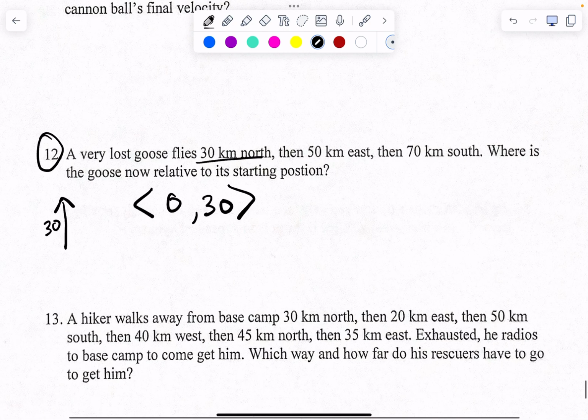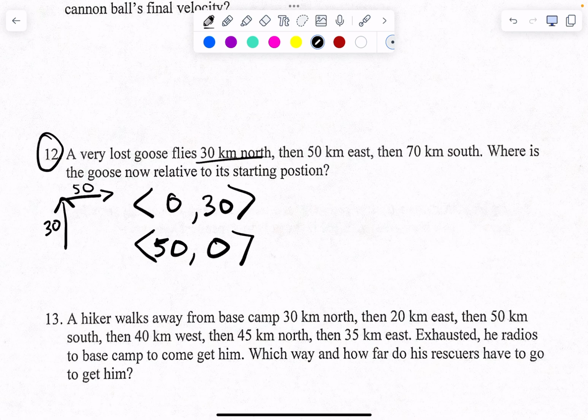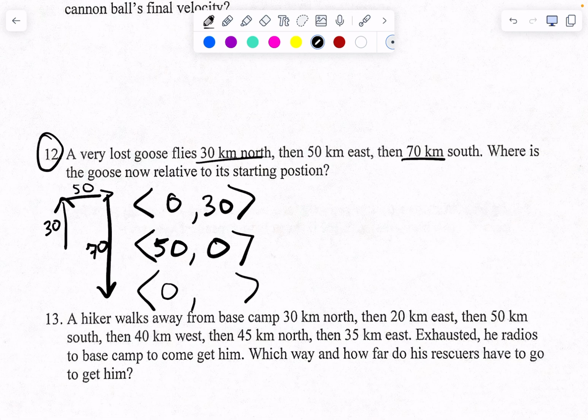Then I'm going 50 kilometers east, and east is this way. What would that be in component form? 50, 0. East is going to be positive, west is going to be negative, south is going to be negative. Do you see how this works? Then we're going 70 kilometers south. What would that be in component form? 0, negative 70.